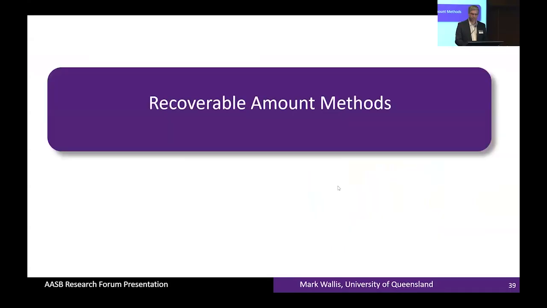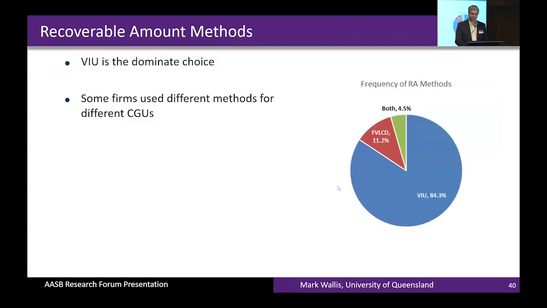So there you go. Now, recoverable amounts. The first thing we collected was what's the method that firms used in the first instance to determine recoverable amount. You can see that value in use is by far the most popular method. There are some firms that use fair value less cost of disposal. Some firms use both methods. They might use one for one cash generating unit and another method for a different cash generating unit.